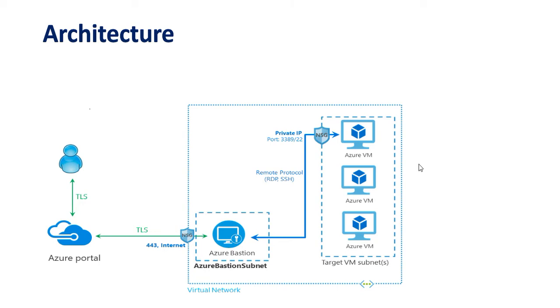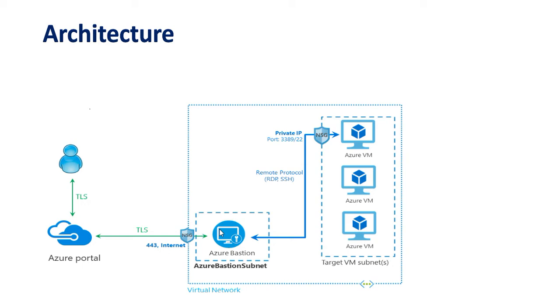Let's understand from this architecture. I have taken this image from the Microsoft documentation. This is our virtual network. What we have done here is create a subnet called AzureBastionSubnet, from which we are connecting to our virtual machines. How it works is that the end user connects to the Azure portal, and from the Azure portal we connect through Azure Bastion, and from there we connect to the virtual machines which we have.